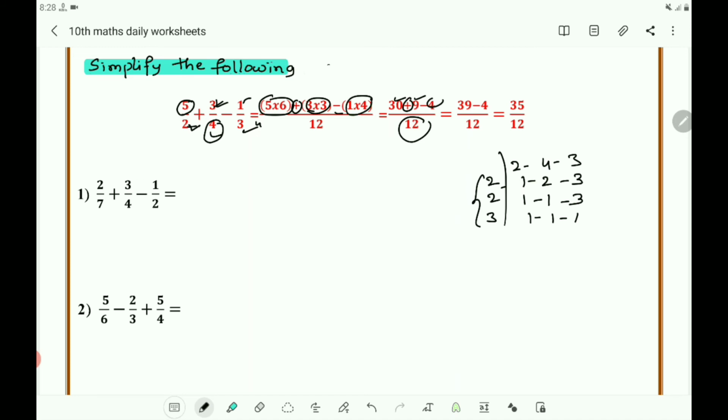Here write the product of 5 and 6 plus 3 and 3 minus 1 and 4, which is 4. Then add, with the same sign. 30 plus 9 becomes 39. 39 minus 4 is 35, and write the denominator as it is.